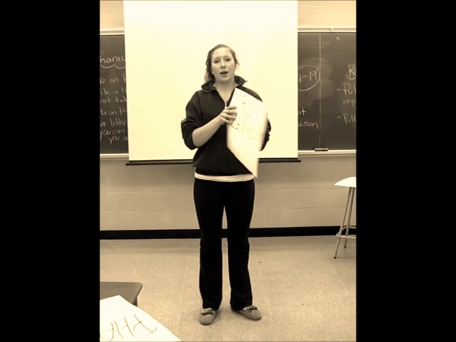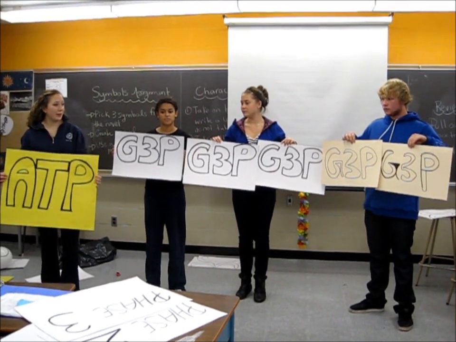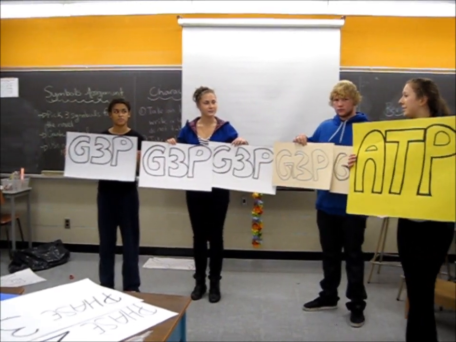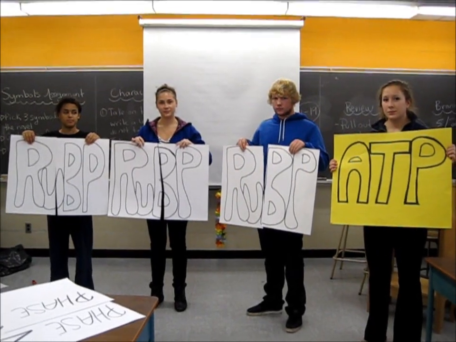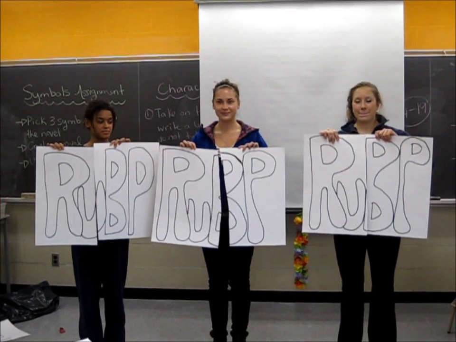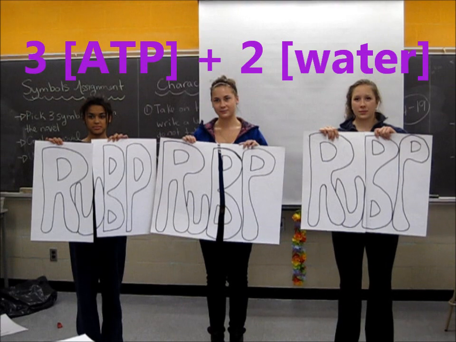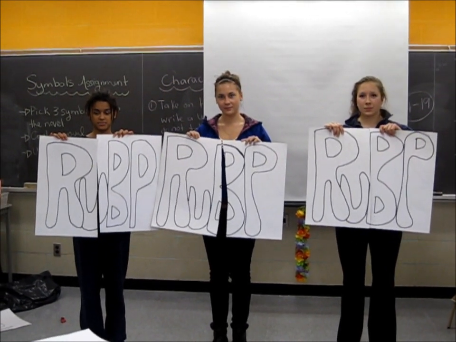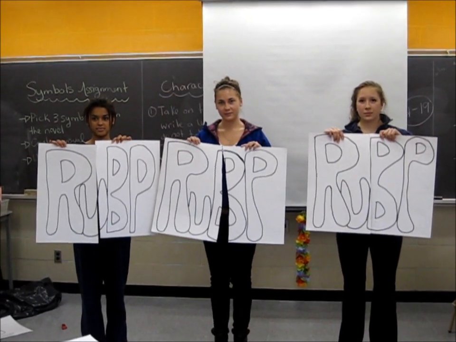Phase 3, RuBP regeneration. In phase 3, 3 ATPs rearrange G3Ps to form 3 RuBPs. Recap! In RuBP regeneration, ATP and water are added to the 5 remaining G3P molecules in order to rearrange them into 3 RuBP, which will restart the cycle. The 1 remaining G3P forms half a glucose molecule.